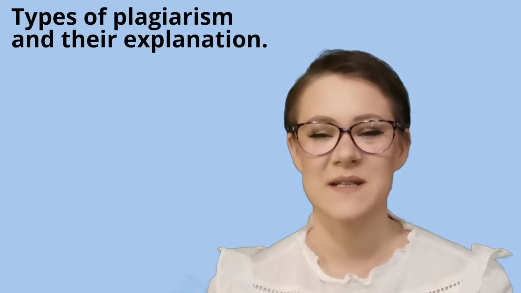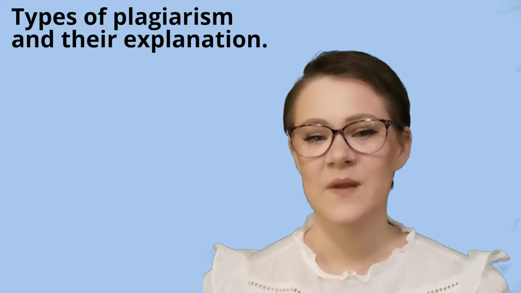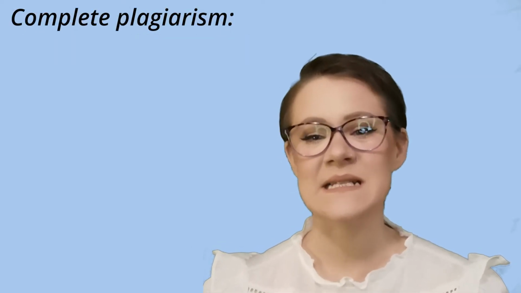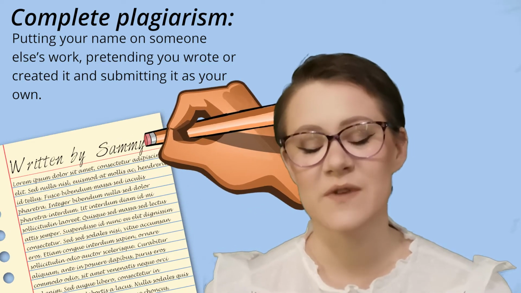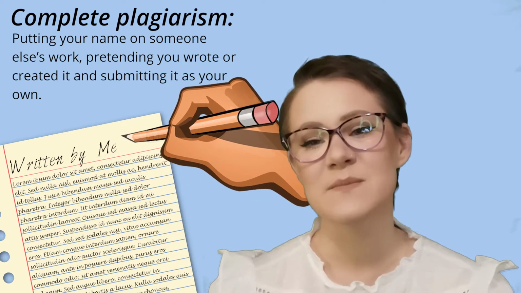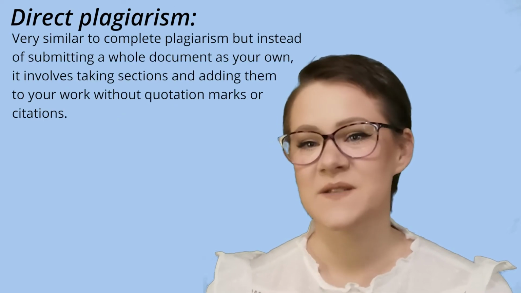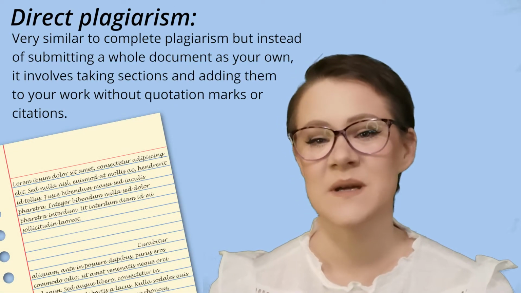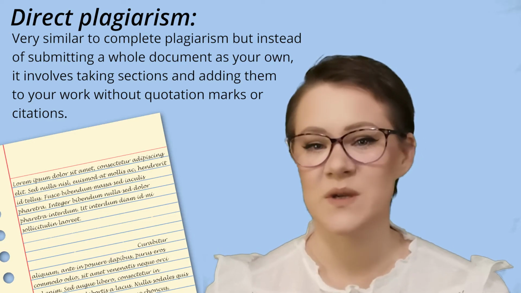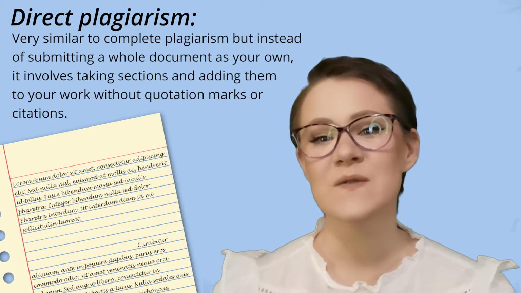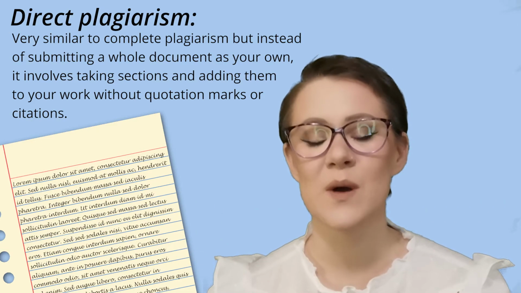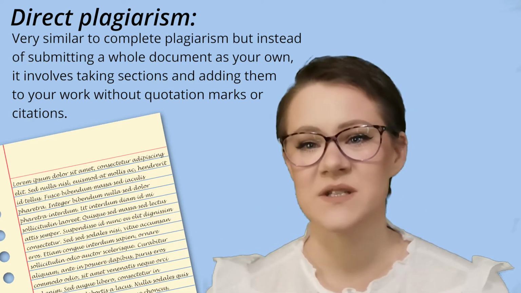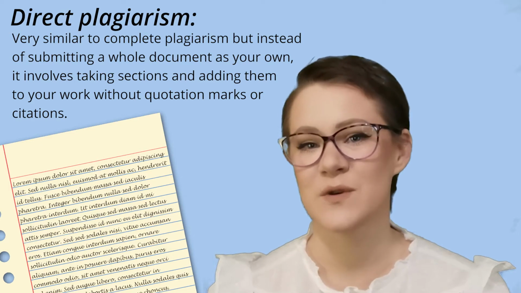Types of plagiarism explanations. Complete plagiarism is basically taking someone's completed work, putting your name on it and pretending you wrote it or created it, and then submitting it as your own work. Direct plagiarism is very similar to complete plagiarism, but instead of submitting a whole document as your own piece of work, it involves copying and pasting sections of someone else's work into your own without quotation marks or citations, and then submitting the work as if you created it all.